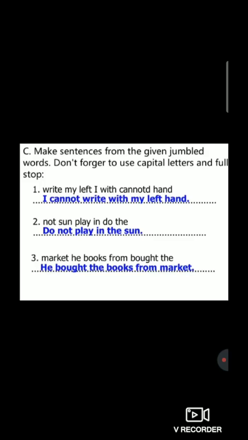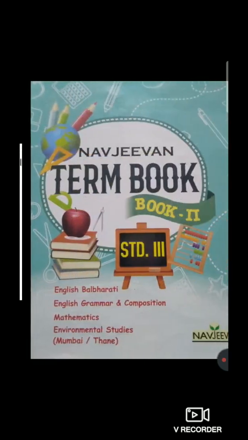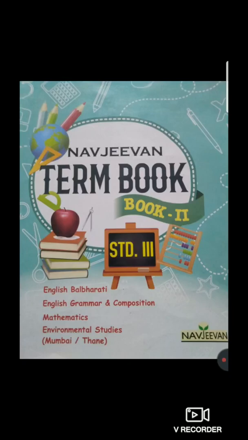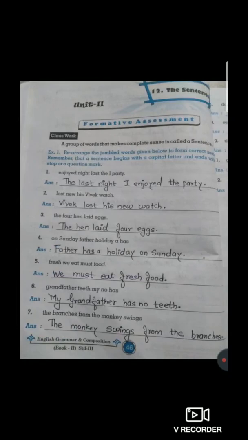Right students? Now everyone just open your combined book number 2. Students, again I am saying, everyone just open your combined book number 2 and take out your pencil. So students, the picture which is flashed on your mobile phone is page number 46, Chapter number 12, The Sentences. So students, the very first line: A group of words that makes complete sense is called a sentence.